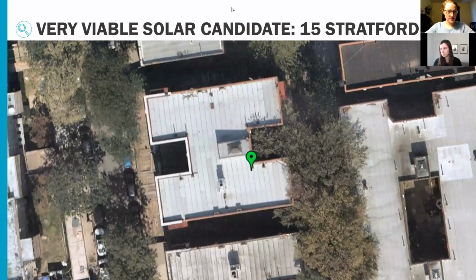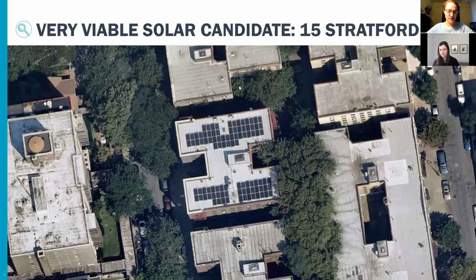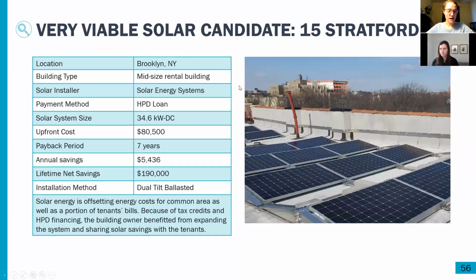Okay, so I want to talk about 15 Stratford. As you may remember from our initial viability discussion, this is a great building for solar. Actually, all of the buildings in this area are. So if you go to the next slide, this building had a 30 kilowatt system installed on it. It only needed 15 kilowatts to cover their common area costs.